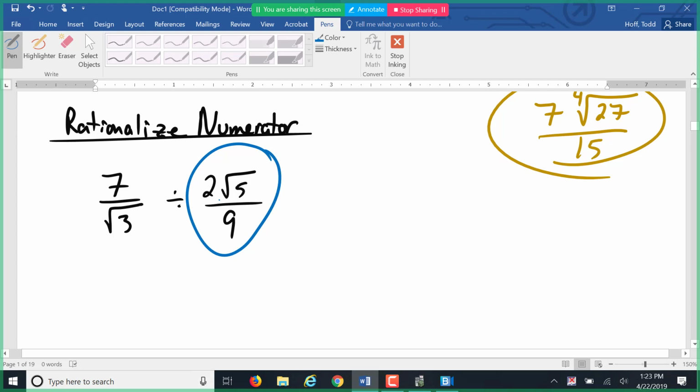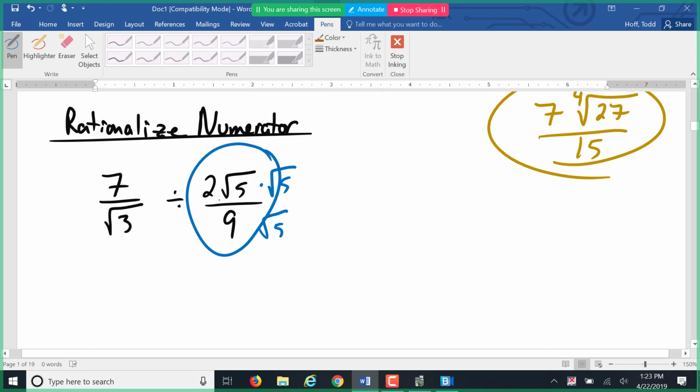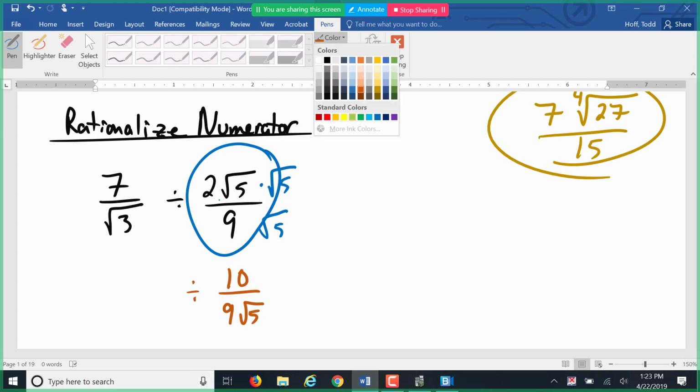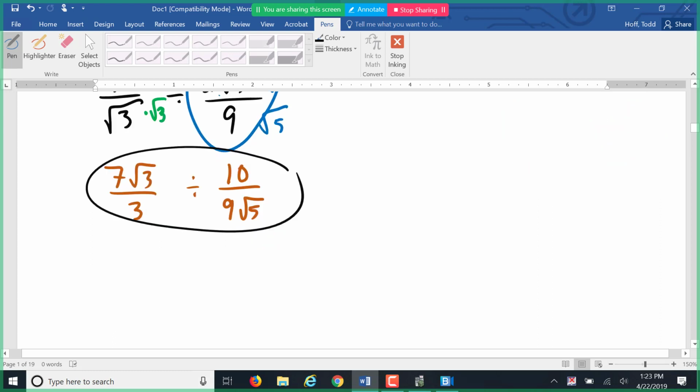Well, it's going to be the exact same process. We would multiply by the square root of 5 on both top and bottom. That's going to give you 2 times, square root of 5 times square root of 5 is 5. So 2 times 5 is 10 over 9 root 5. This one we know is not going to flip over, so we'd still want to rationalize the denominator of that one. So we'd multiply by the square root of 3. That's giving me 7 times the square root of 3 over 3. Then you would go ahead and do your reciprocal and multiply.